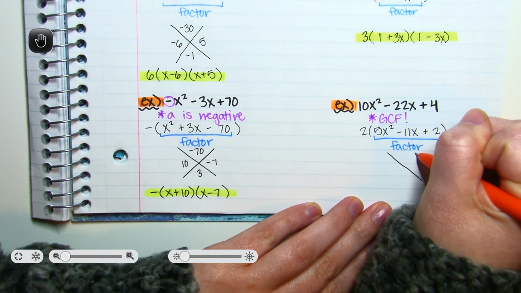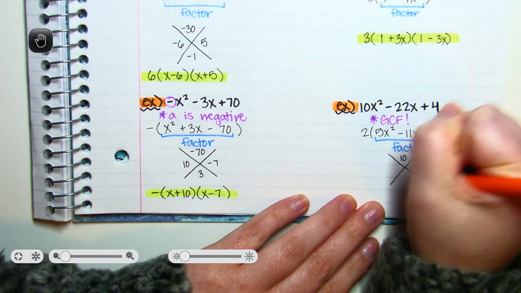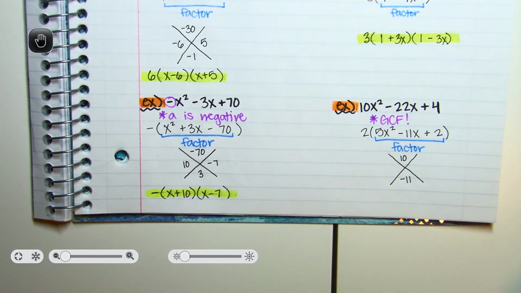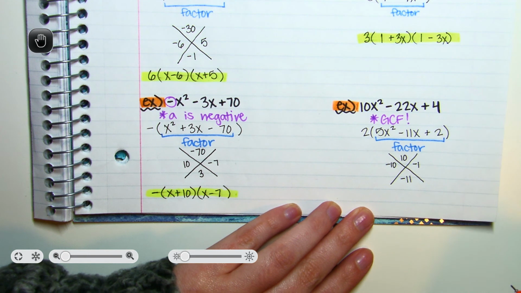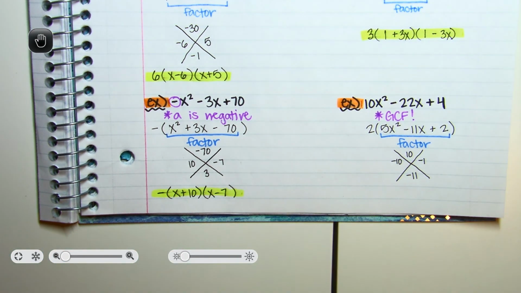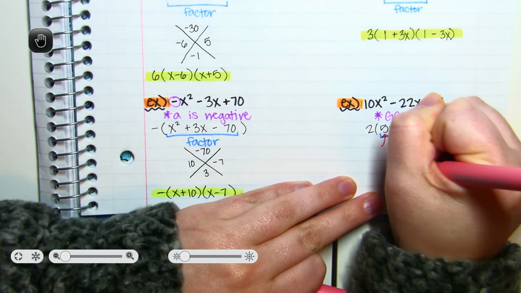All right, so what goes in the top and bottom? Good, you should have said 10 and negative 11. And then my two numbers will be negative 10 and negative 1. But then we have to divide them by our A value, which is 5.